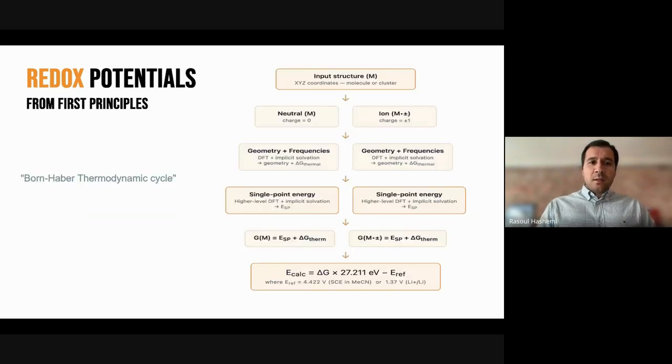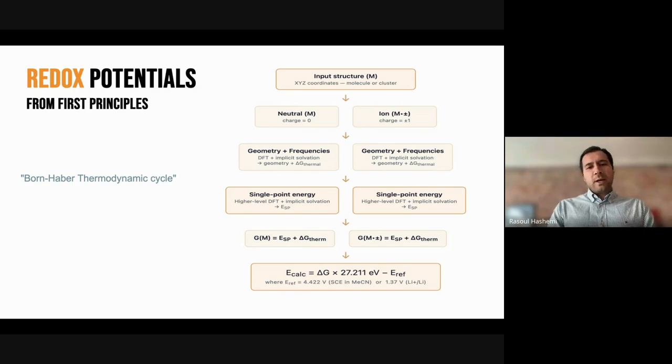When you are a computational chemist, you are looking into redox potentials in different ways. The way that everyone would like to do it is: I have a structure, either a molecule or cluster or whatever it is, with XYZ coordinates. I want to compute a redox potential using first principles. First, I need a neutral and an ion structure. Then I start geometry optimization, then do frequency calculations, and together I have some information.